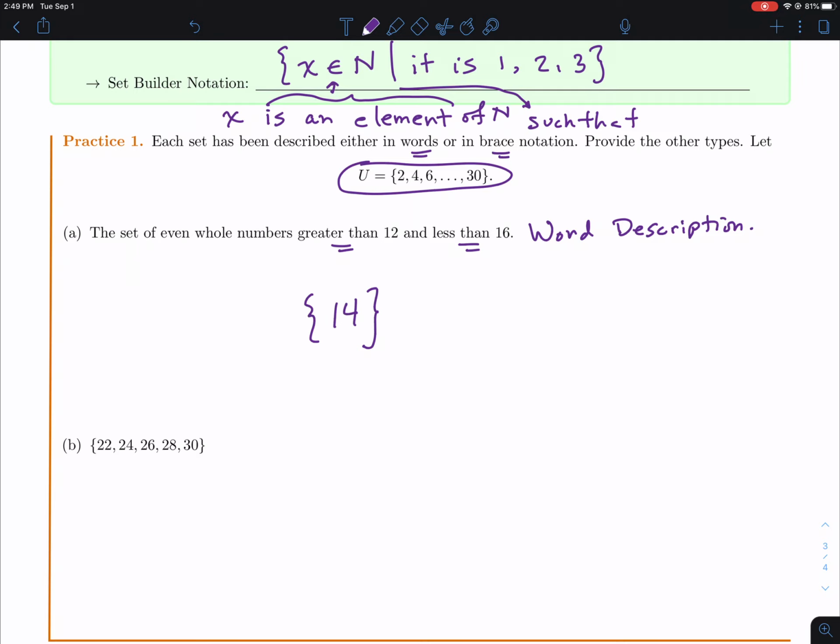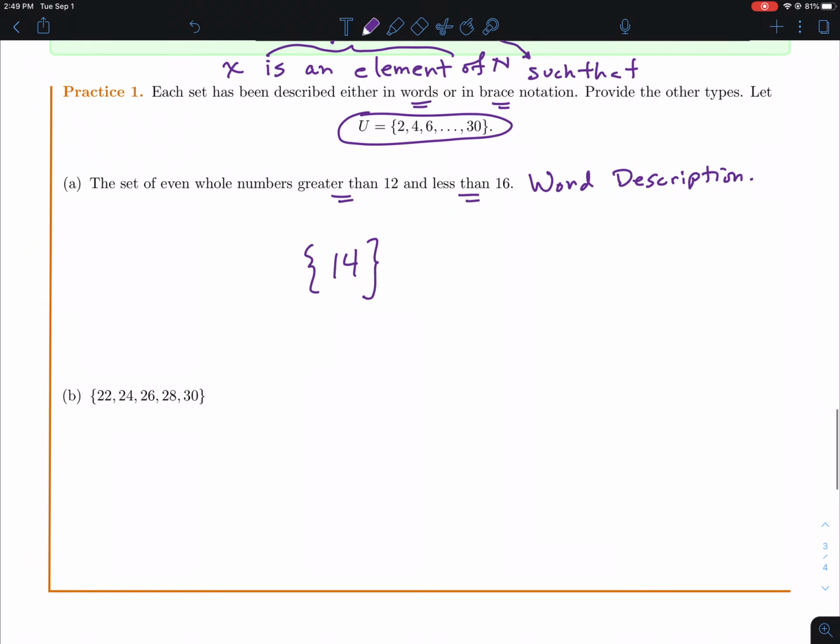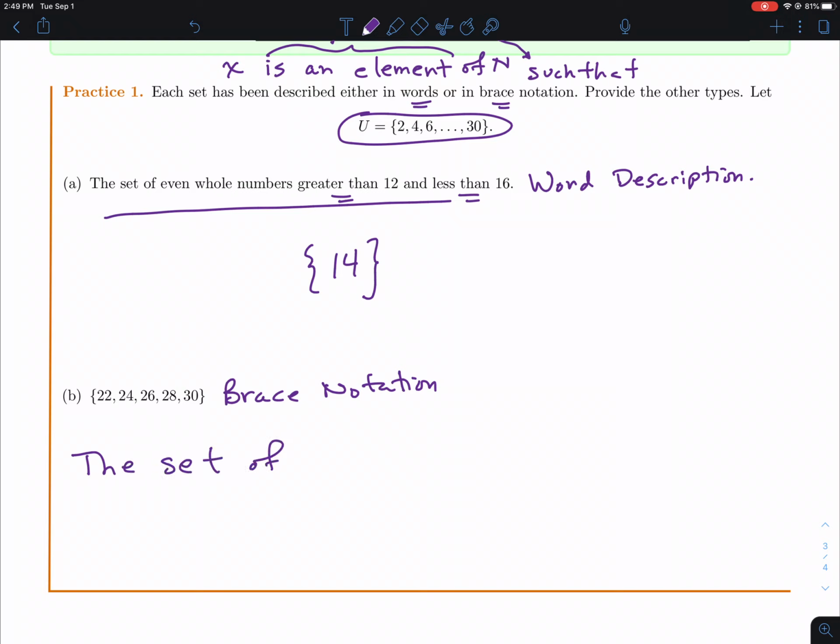All right, so for part B, they've given it to us in brace notation. What we've got is 22, 24, 26, 28, 30. We want to write it using similar wording to part A. So what I'd probably do is write this almost the same: the set of even whole numbers.